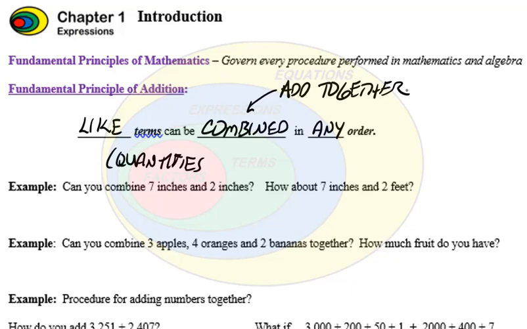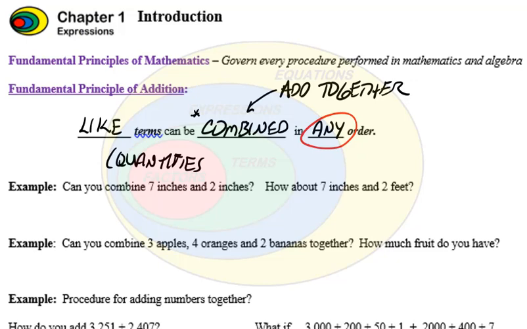All right, so we'll talk about why we say terms and combine and things like this, but this is a really important word, that the word combine is going to reflect addition. But the other thing is that it's in any order. So what's going to be nice, it doesn't matter how you combine them. It doesn't matter what order you combine things together or add things together. They just need to be alike.